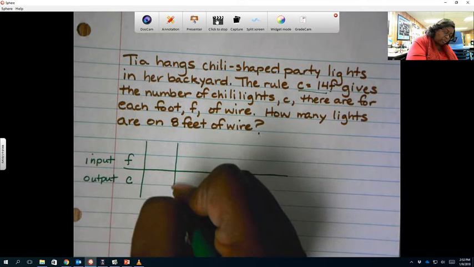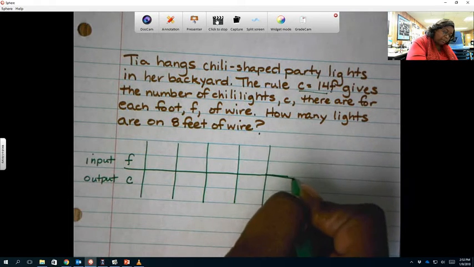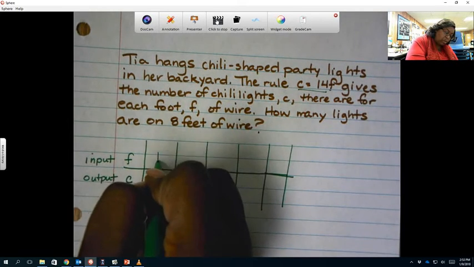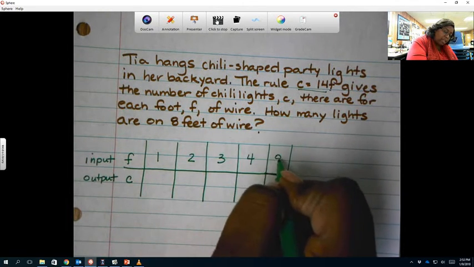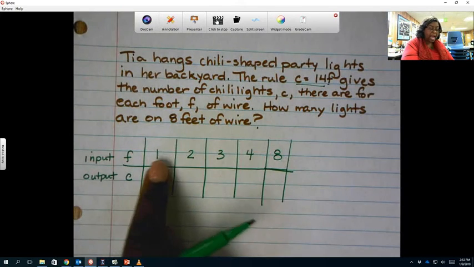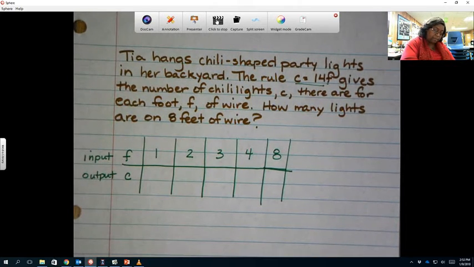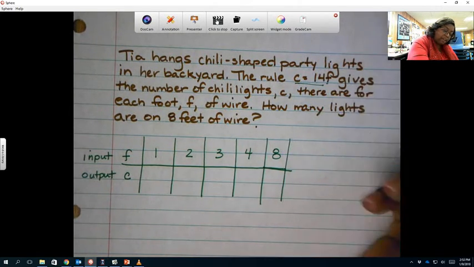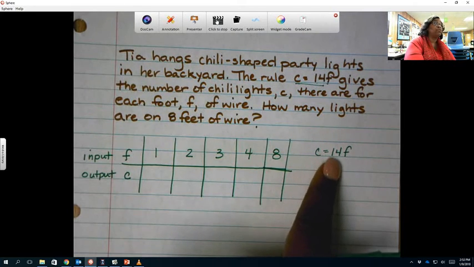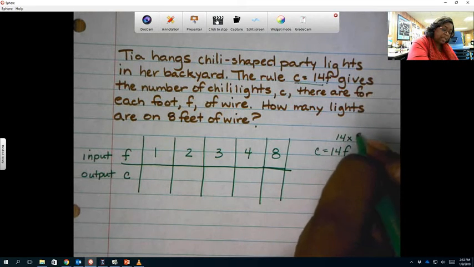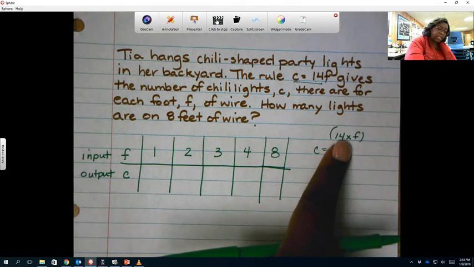So I'm going to make an input-output table. And I'm going to start with 1, 2, 3, 4, and then I'm going to skip over to 8. Because if I can find the pattern that I'm doing in these, then I can find for 8 feet. Well, the rule says C equals 14F, which we remember means C equals 14 times F. So if I know what F is, I can multiply it times 14 to get C.